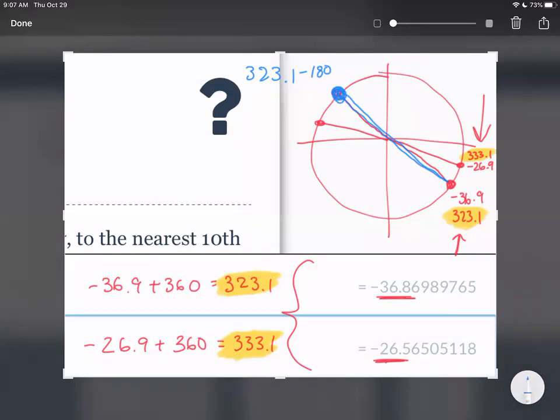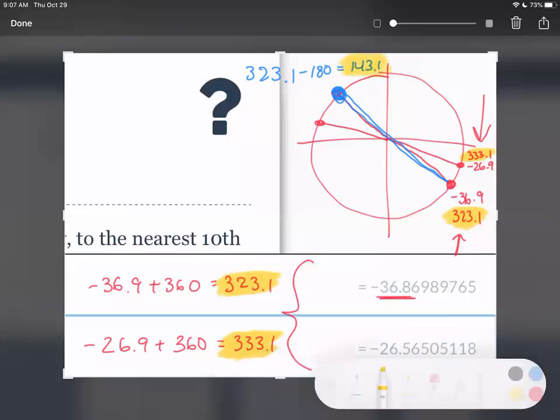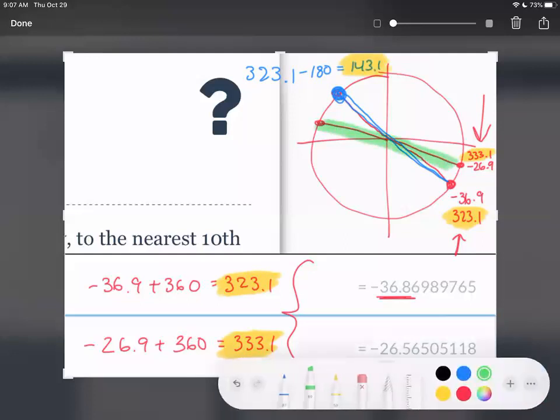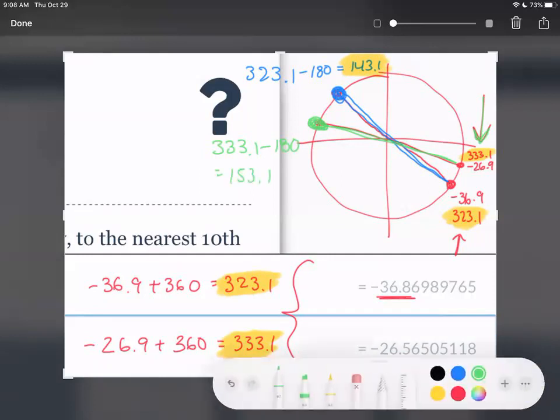So we can do 323.1 minus 180, and we get 143.1. So that's another answer. And then last but not least, to get this green dot answer, we're going to take the 333.1 minus 180. And then I get 153.1. So that would be the final answer.